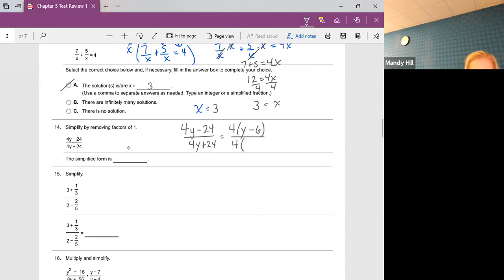If you take a 4 out of 4y, you just have y. 24 divided by 4 is positive 6. So these 4's cancel out, and I would have y minus 6 over y plus 6. And that's the final answer, because those are not the same, so they're not going to cancel out.